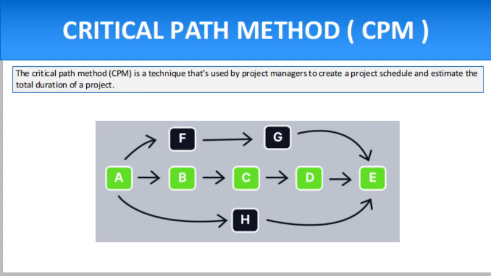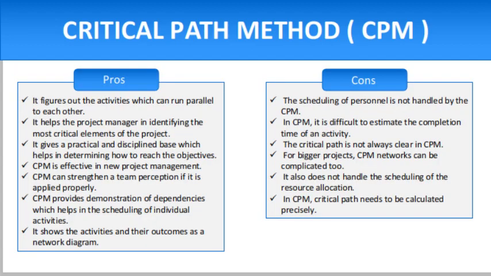Now we talk about the advantages and disadvantages of the critical path method, CPM. First we shall talk about the advantages. Friends, it figures out activities which can run parallel to each other. It helps the project manager in identifying the most critical elements of the project. It gives a practical and disciplined base which helps in determining how to reach the objectives.